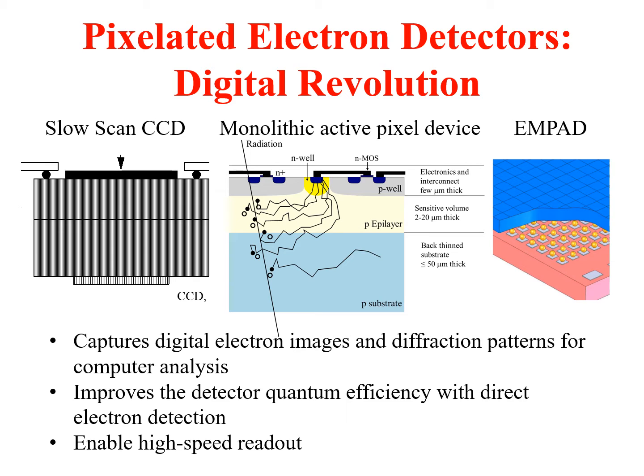scan CCD cameras for electron microscopy led to the digital revolution, which replaced photographic films for electron image or diffraction pattern recording. The digitized format enabled quantitative analysis of both electron diffraction patterns and electron images, and also improves the detector quantum efficiency. A more recent development is direct electron detection, and this has led to the revolution of cryogenic electron microscopy, and also enables high-speed readout with a large dynamic range for collecting many diffraction patterns in a short period of time.